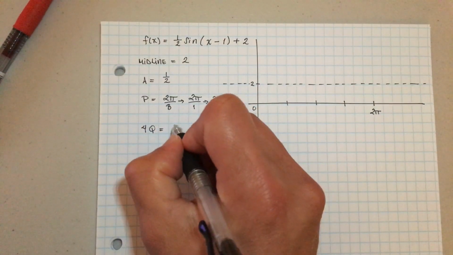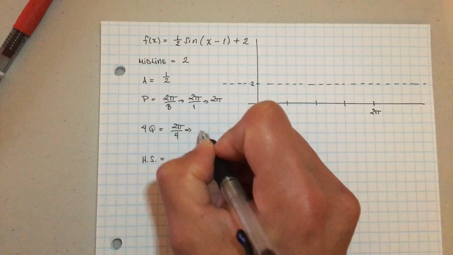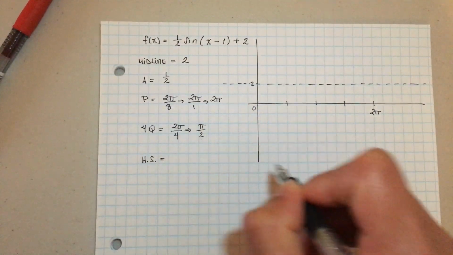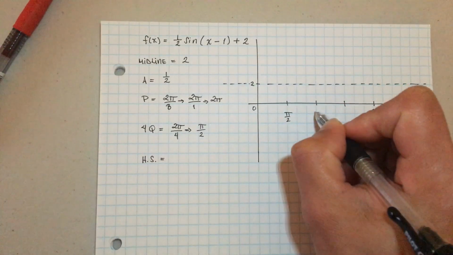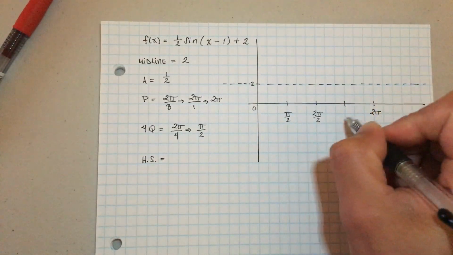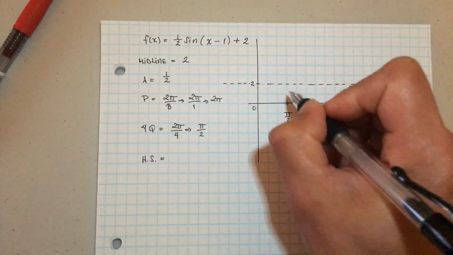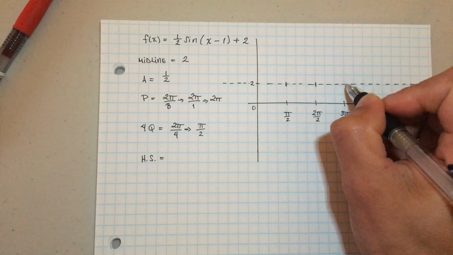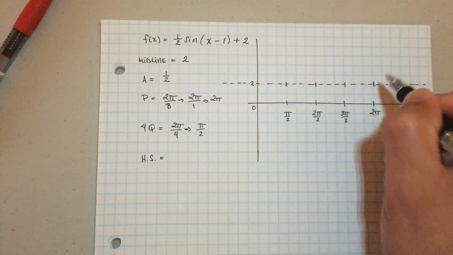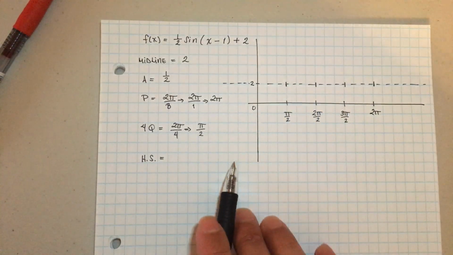You take your period, 2 pi, divide it into 4 because there's 4 sections. And that's going to give you pi over 2. So we're counting: this is pi over 2, 2 pi over 2, 3 pi over 2, and then 4 pi over 2. So that's these sections right here, okay, guys? That's what these are right here, the same ones. I just wrote them down here just so it won't be so bunched up.